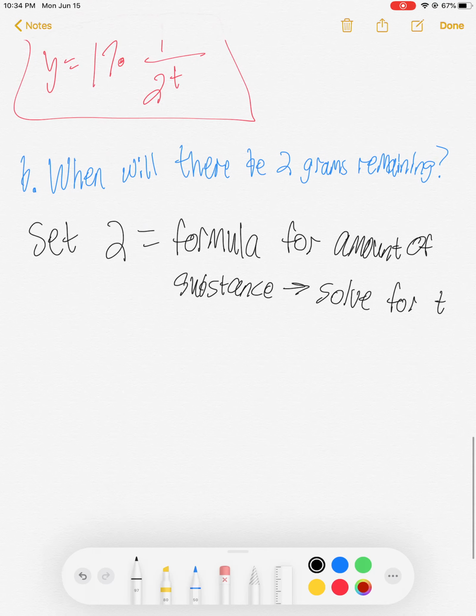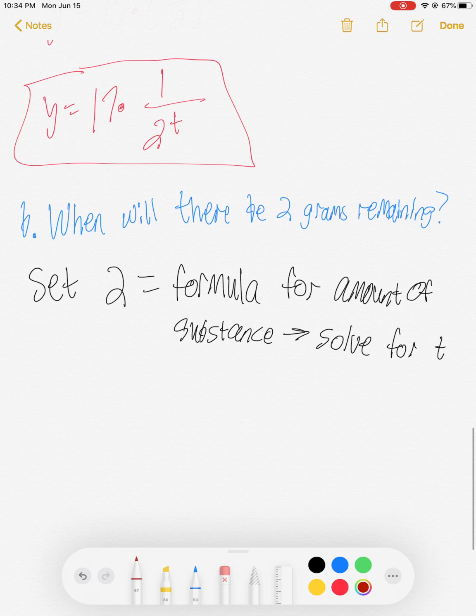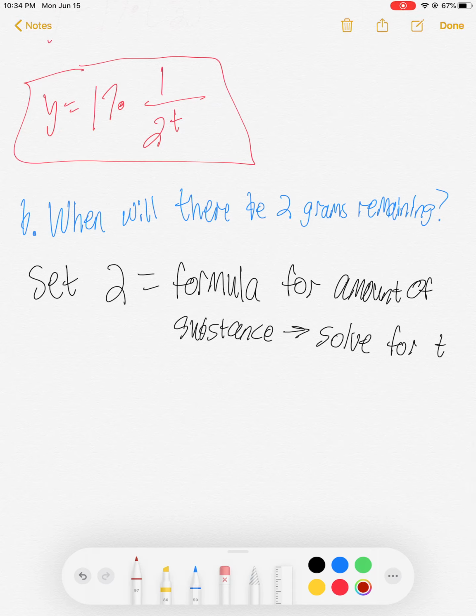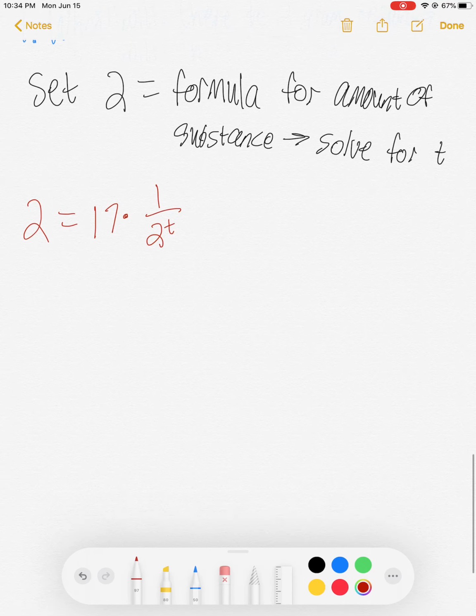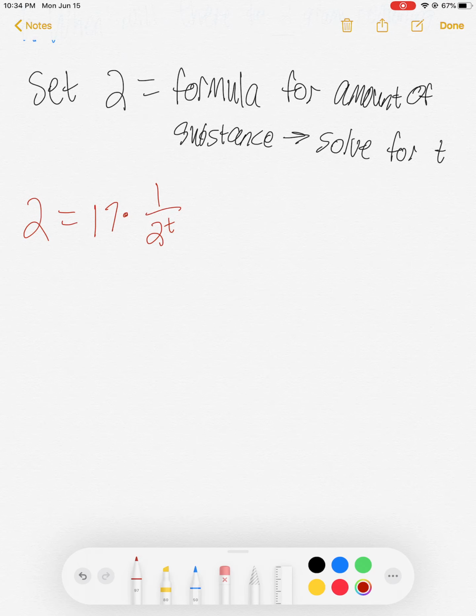Well, in general, the way that we're going to do this is we are going to set 2 equal to our formula for the amount of substance remaining. Whenever we do that, we're then going to want to solve for t. So let's go ahead and write it out in this case. Remember y in our formula above, above part B, represents the amount of substance remaining. So I'm going to set that equal to 2 because I want to know when there are 2 grams.